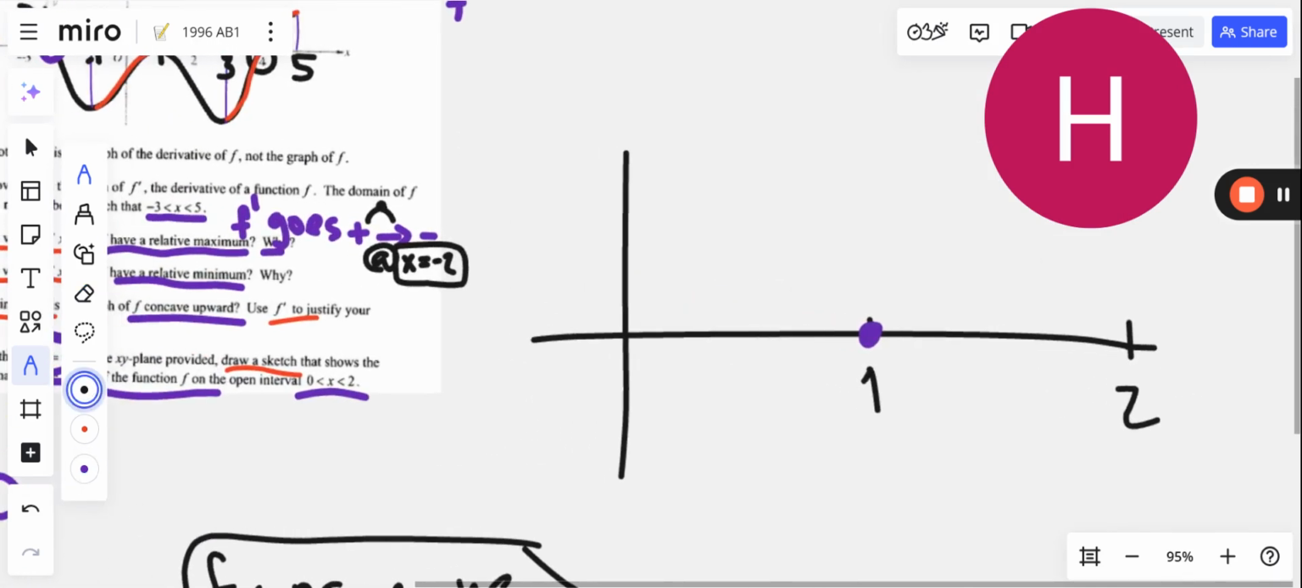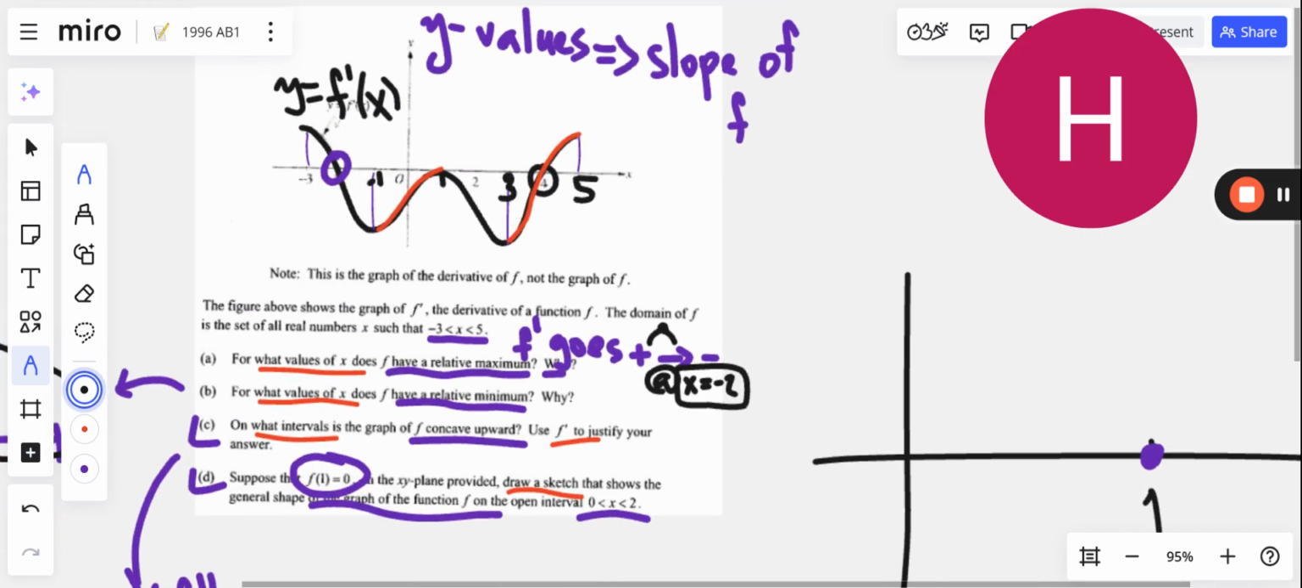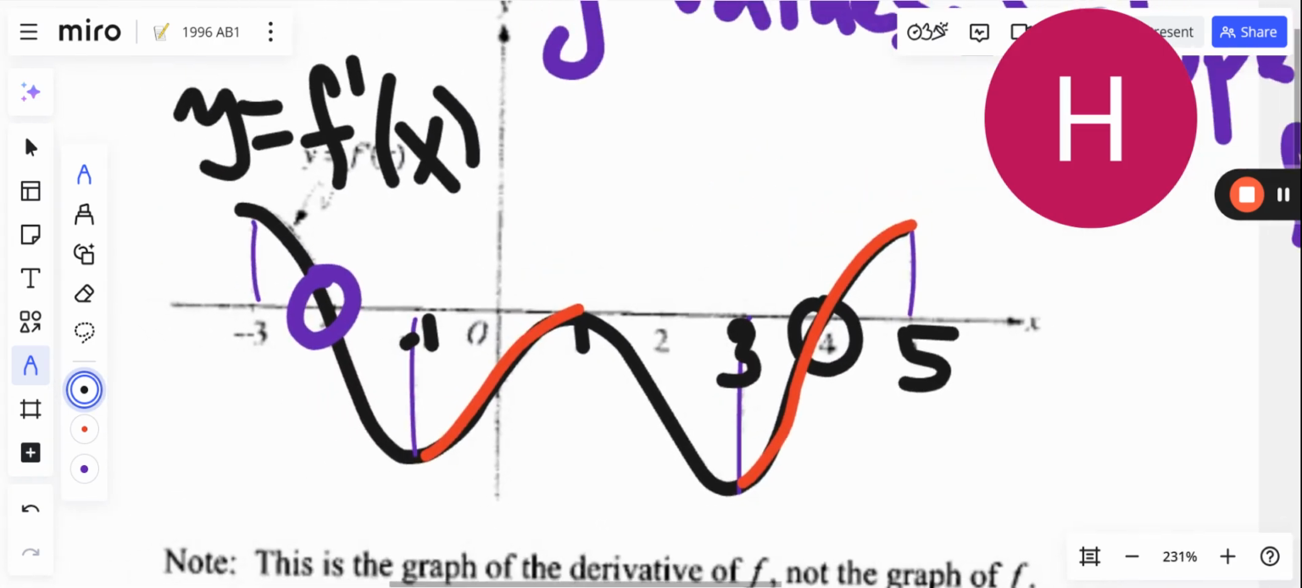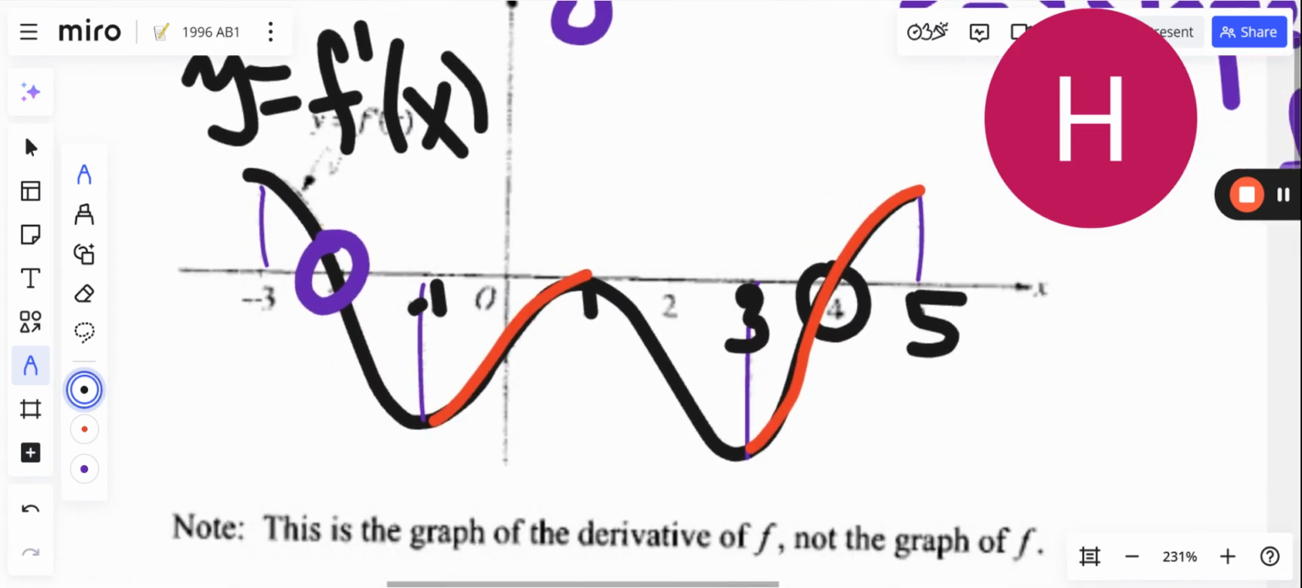What is the graph doing from 0 to 1? Well, in order to know what it's doing, we need to know what the slope is. And this is where we use the original graph, f prime. We can tell that from 0 to 1, the slope of the original function, in other words, the y values of the graph, are negative, so it's going downwards.